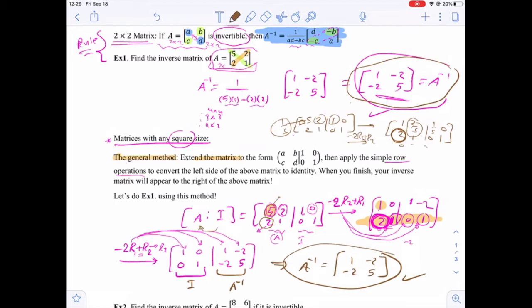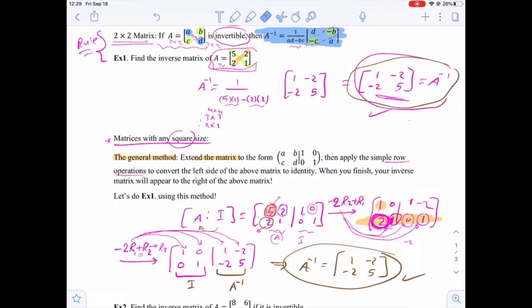Some people don't prefer to deal with fractions because you need to get common denominators when you add or subtract. But you can apply this method as well. So whatever you decide, either multiply the entry you want to make 1 by its reciprocal, or you can multiply another row by some number and add it to that value to make it 1. So it's up to you.